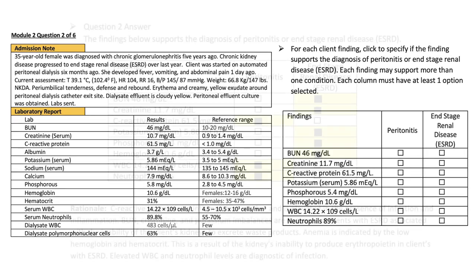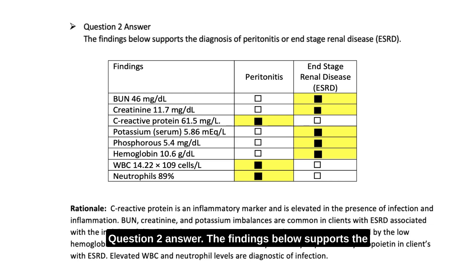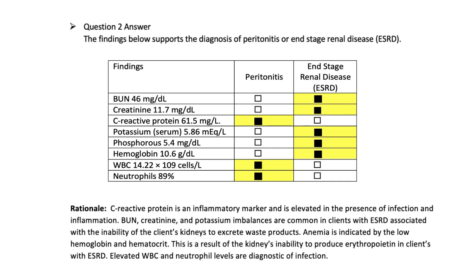Neutrophils 89%. Question 2 answer: the findings that support the diagnosis of peritonitis are C-reactive protein 61.5, WBC 14.22 times 10^9 cells per liter, and neutrophils 89%. The findings that support the diagnosis of end-stage renal disease, ESRD, are BUN 46, creatinine 11.7, potassium, serum, 5.86, phosphorus 5.4, and hemoglobin 10.6.